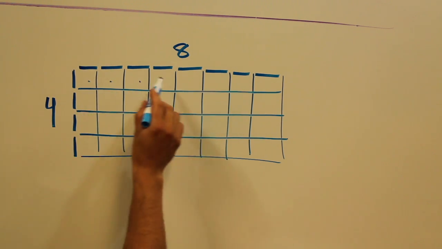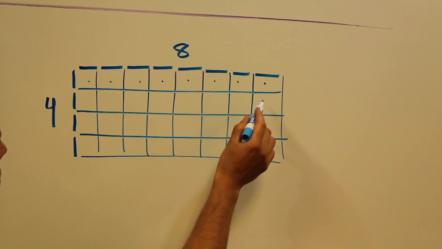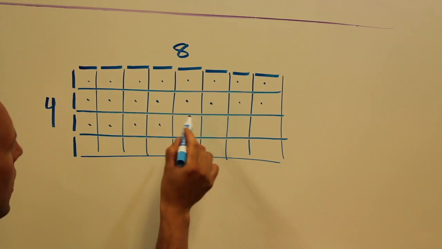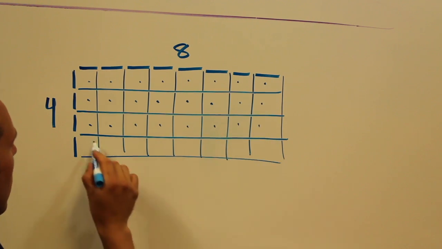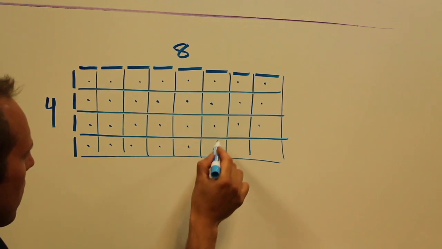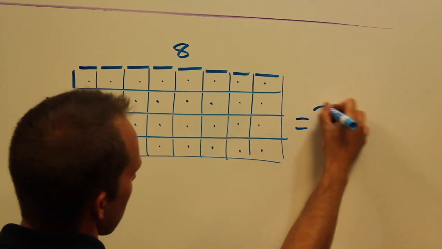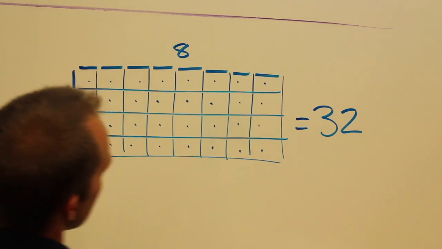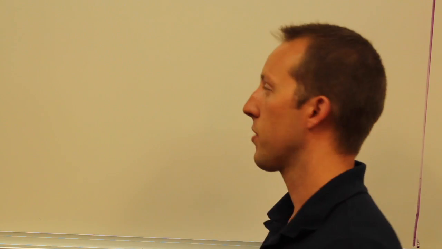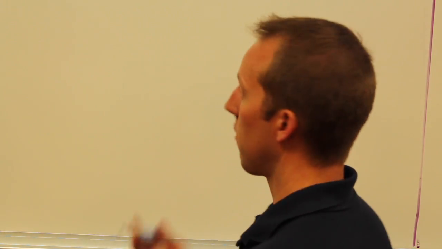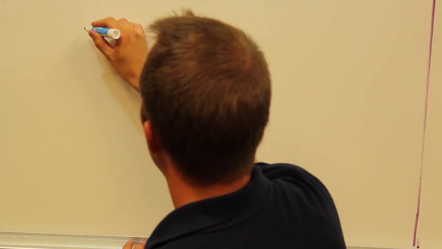So 1, 2, 3, 4, 5, 6, 7, 8, 9, 10, 11, 12, 13, 14, 15, 16, 17, 18, 19, 20, 21, 22, 23, 24, 25, 26, 27, 28, 29, 30, 31, 32. So just like we said, 4 times 8 equals 32. Finally, we're going to use an area model to solve the problem. Again, we're dealing with 4 times 8. So those just become the dimensions of essentially a rectangle.